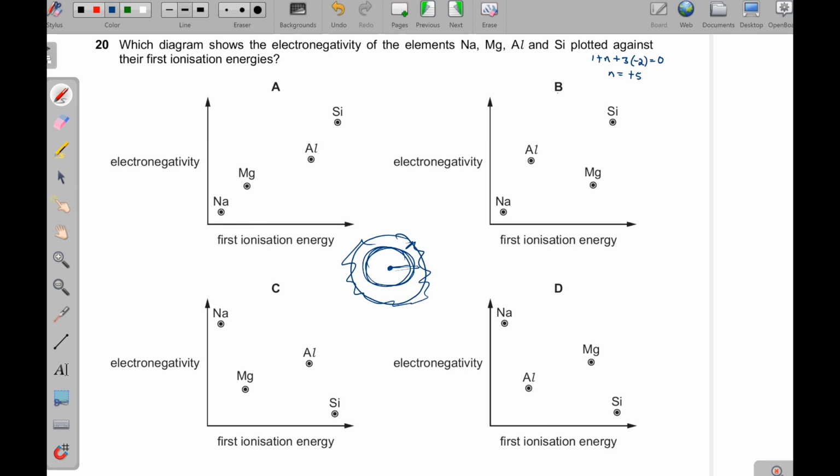So for that case, we are going to find that to remove an electron as you go across the period, it becomes a little bit harder, because of the stronger nuclear attraction for the valence shell electrons. So that's why ionization energies increase across the period.